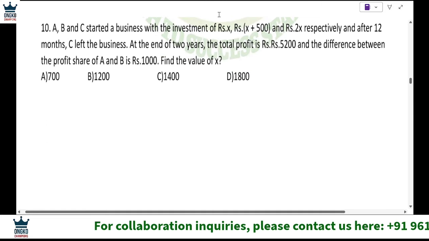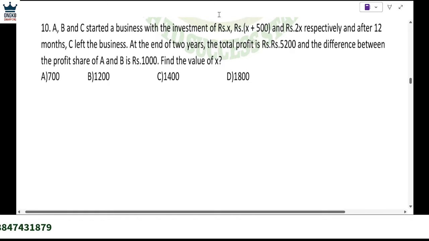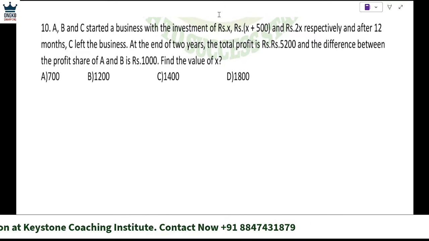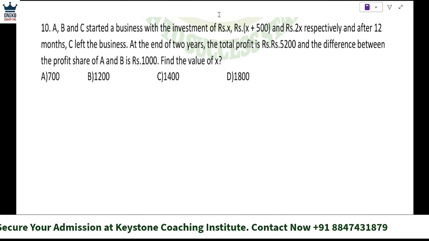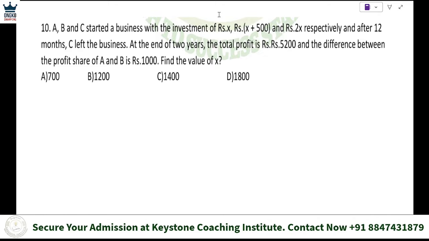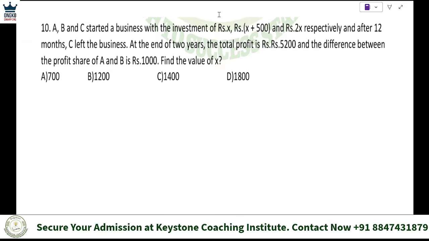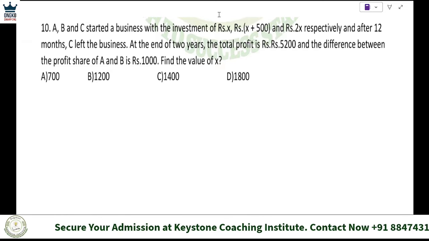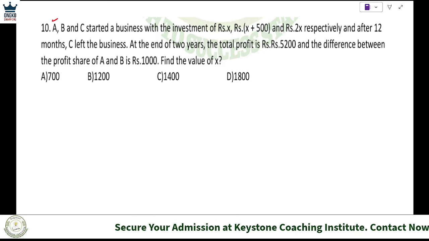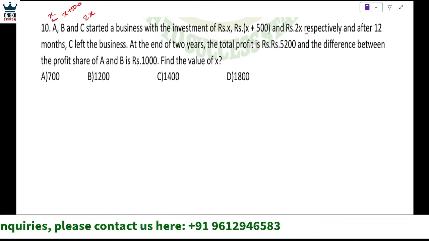Next one is also from partnership, alright. Now let's try to solve this one. A, B, C started a business with the investment of rupees X, X plus 500, and C 2 times of X, respectively. So A's is X, B's is X plus 500, and C's is 2X because of the word respectively.